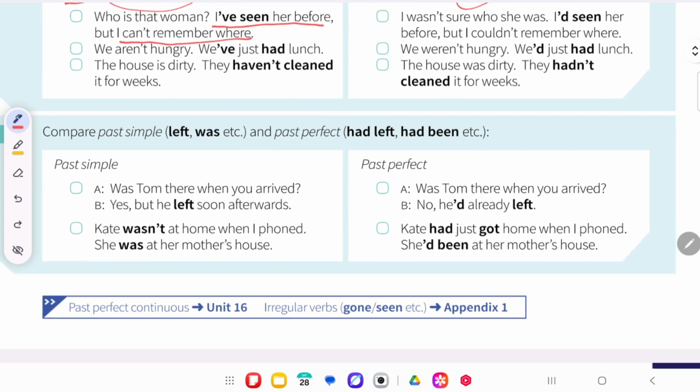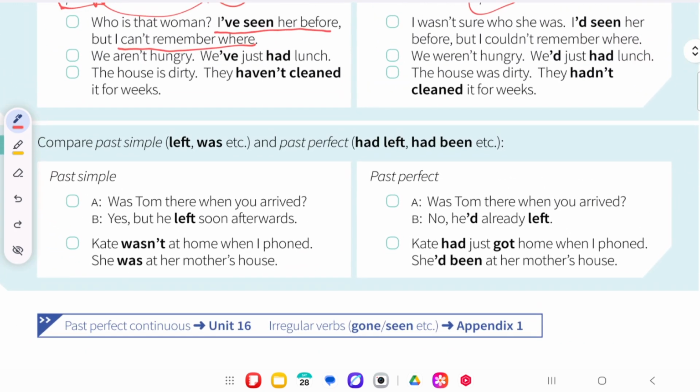Compare past simple and past perfect. Past simple and past perfect are very simple. Was Tom there when you arrived? Yes, but he left soon afterward.